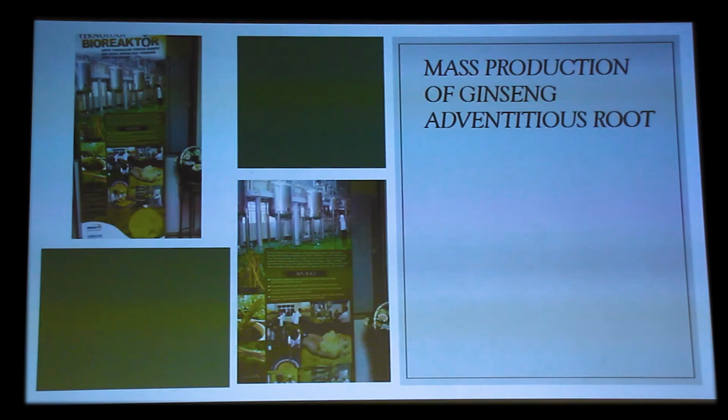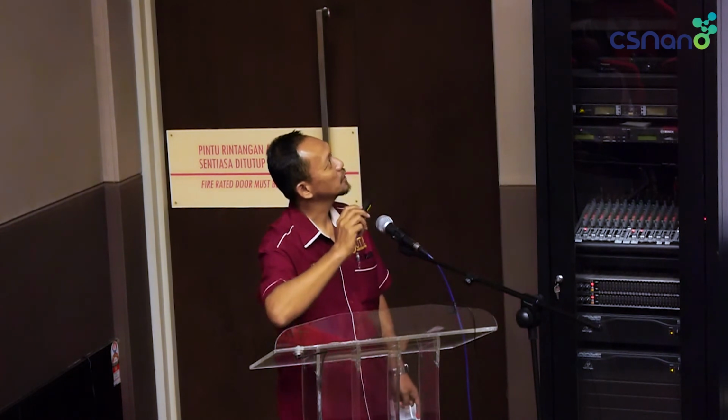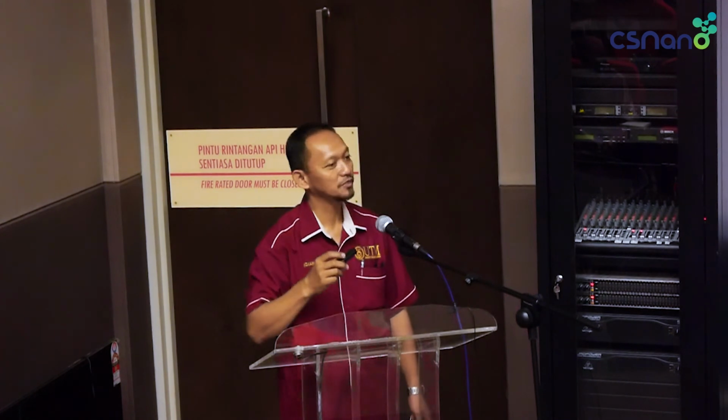Ideally, if the process shows positive progress, we can scale up by producing using a bioreactor. So it is possible. Through our visits a few years ago, they are producing roots, which is ginseng roots, in a bioreactor system. So if we finalize, we can have this kind of system to produce root biomass.